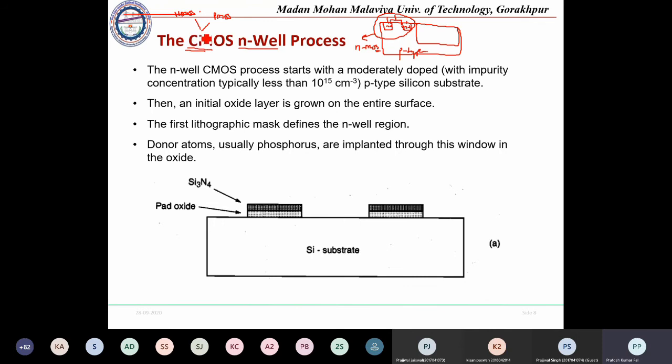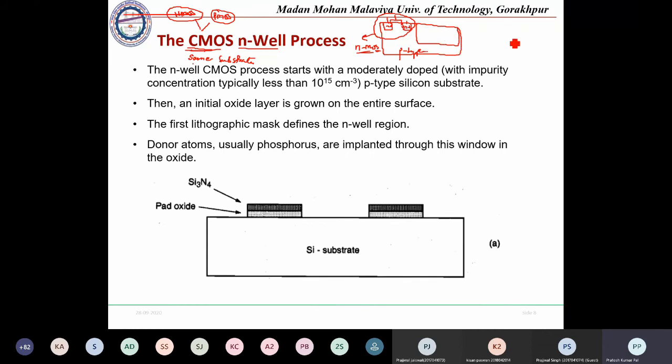CMOS is the combination of NMOS and PMOS on the same substrate. So instead of fabricating NMOS separately and PMOS separately and connecting them with wires, we can fabricate NMOS and PMOS on the same substrate. This same substrate is P-type substrate. On one side, NMOS can be fabricated, and on the other side, we can fabricate PMOS.